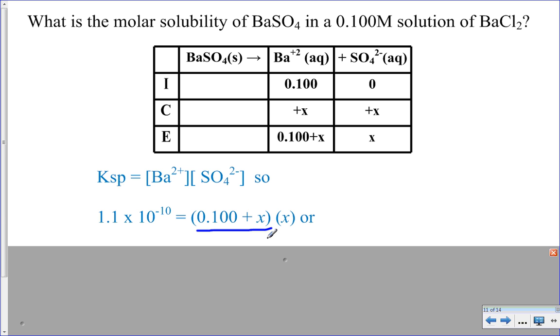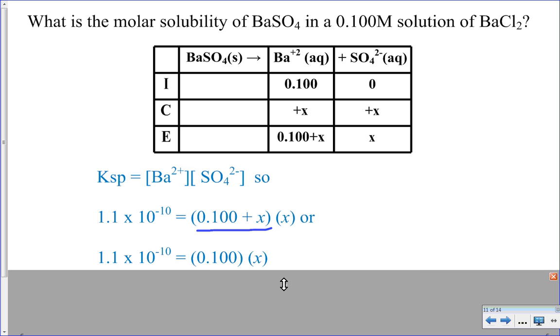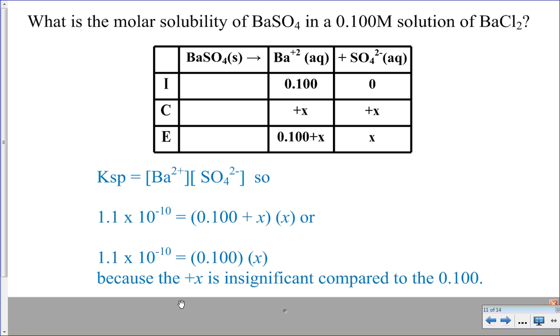This term right there, that 0.1 plus x, well, it would be annoying to have to do a quadratic. So I can just eliminate it. I actually just have to solve this equation. Ksp equals 0.1 times x, because that plus x is insignificant. It is so tiny compared to the 0.1 that we can just ignore it.